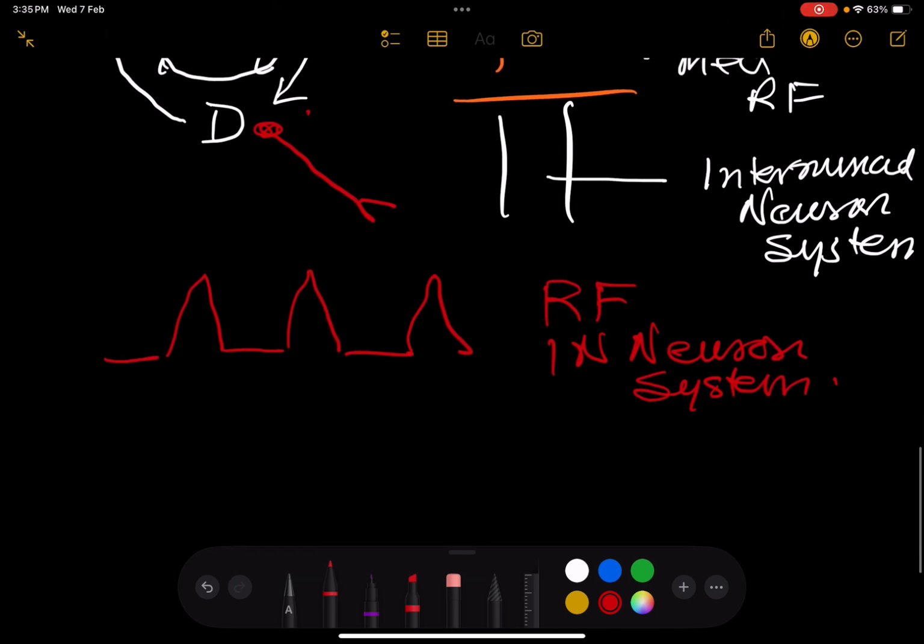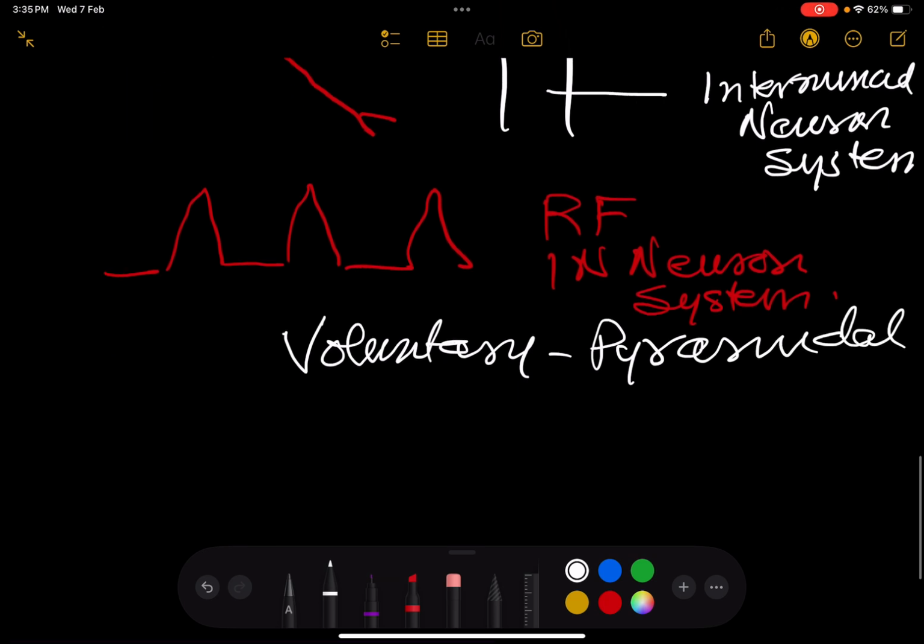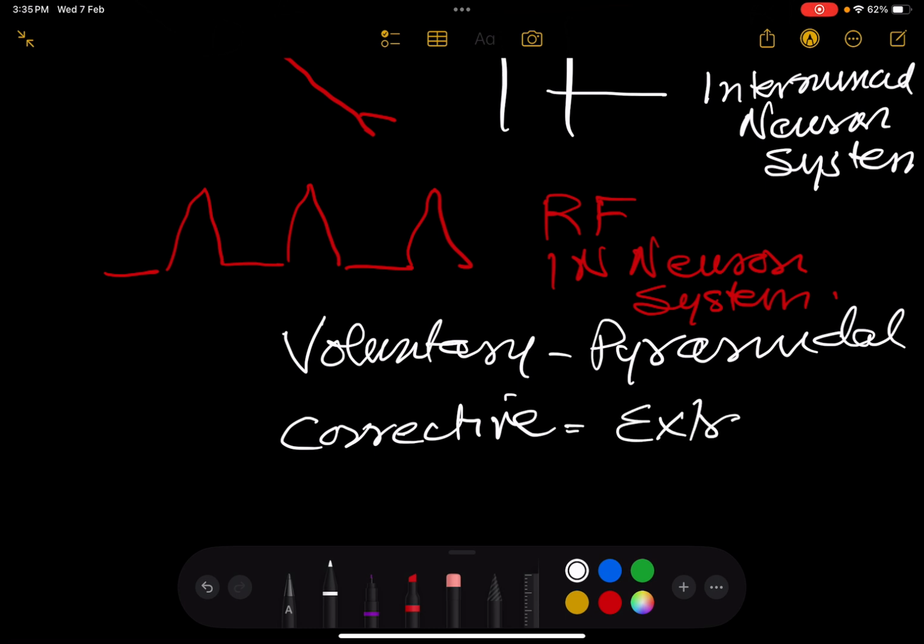Now there are two basic types of fibers which descend, which are capable of producing muscle movement. One are voluntary. They are called pyramidal. And the second are corrective, run at the behest of the cerebellum. They are called extrapyramidal.